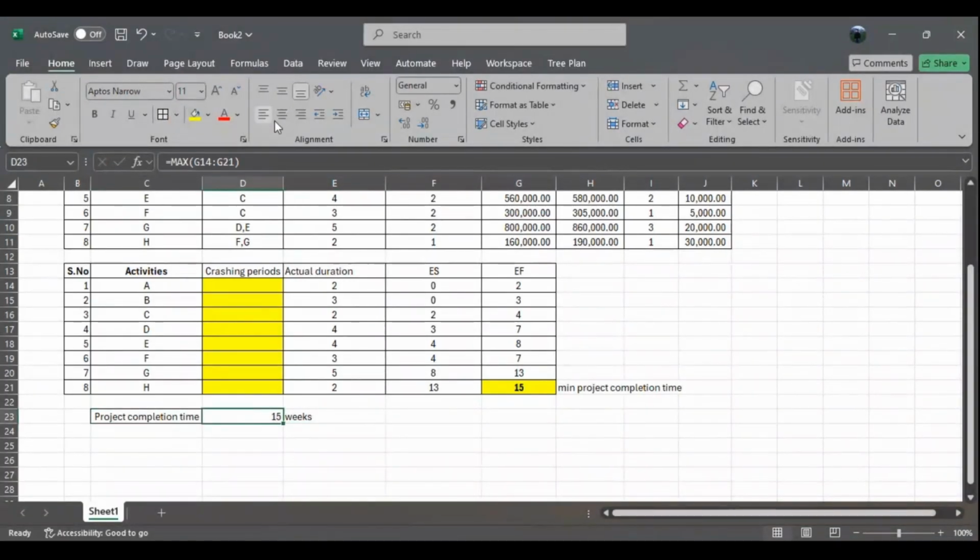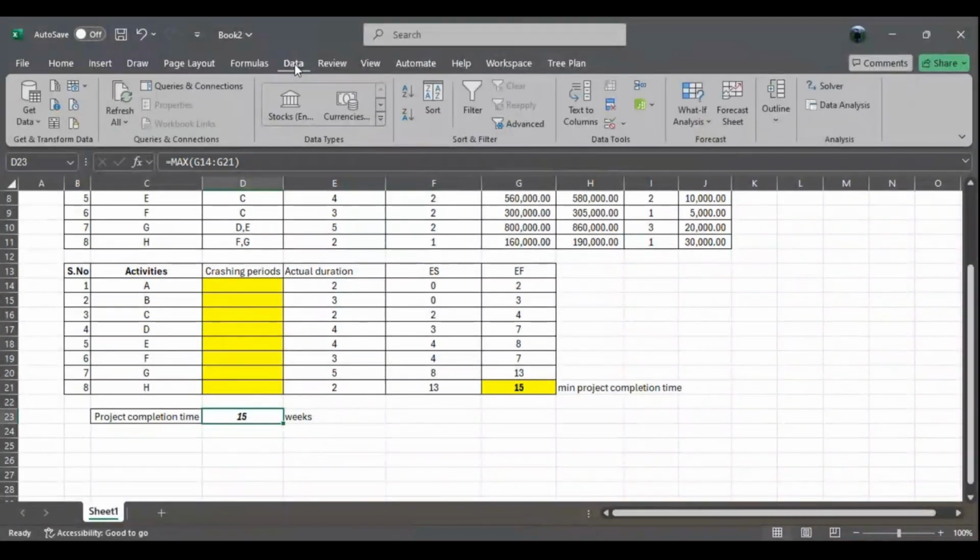Now at this point, we got this value, and we're supposed to bring it down, or in other words, crash it. This is the initial project completion time, which is the minimum period of time in which a project can be completed without crashing. Now, in order to know how much we can bring down this particular project in terms of time, we are supposed to use linear programming. For that, we'll use one of the add-ins in Excel, the Solver plugin, right?